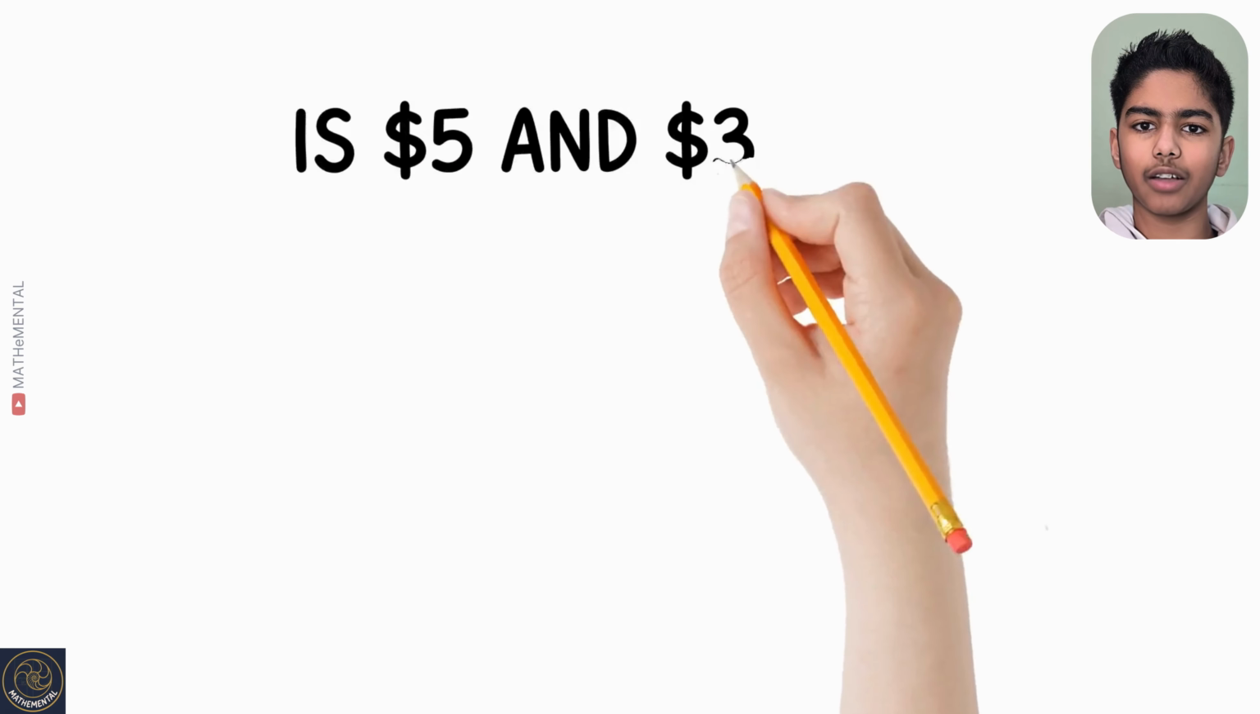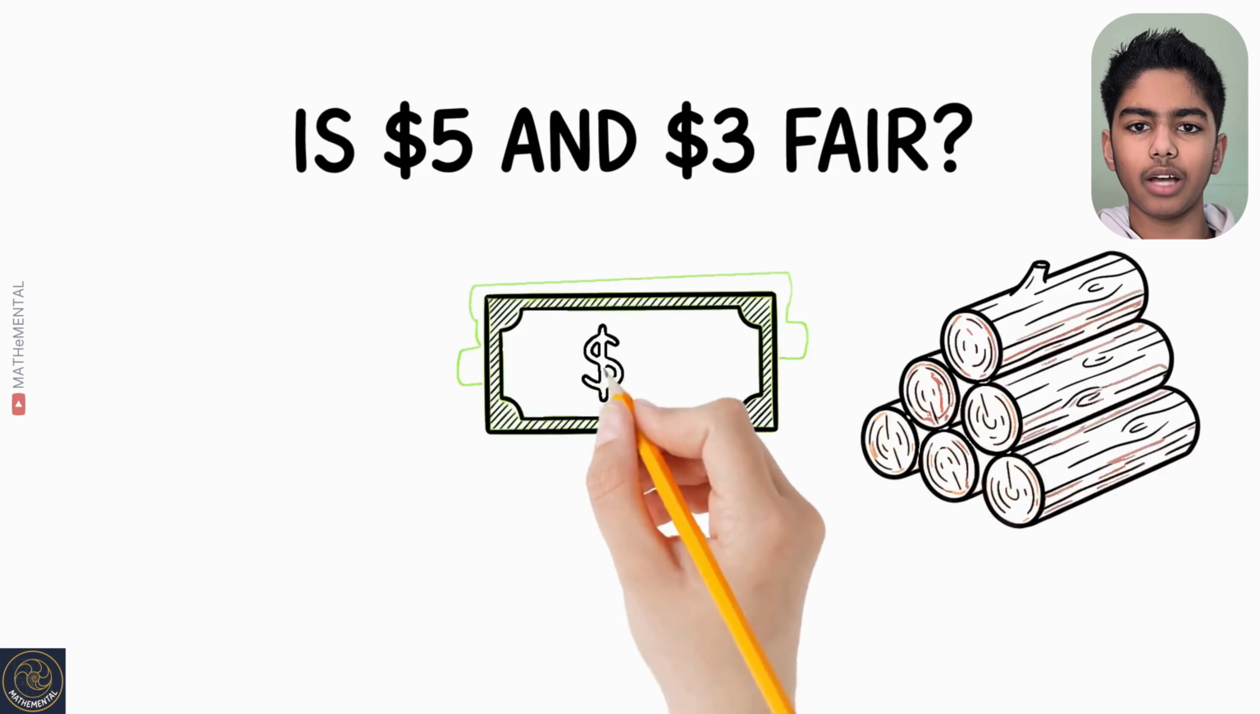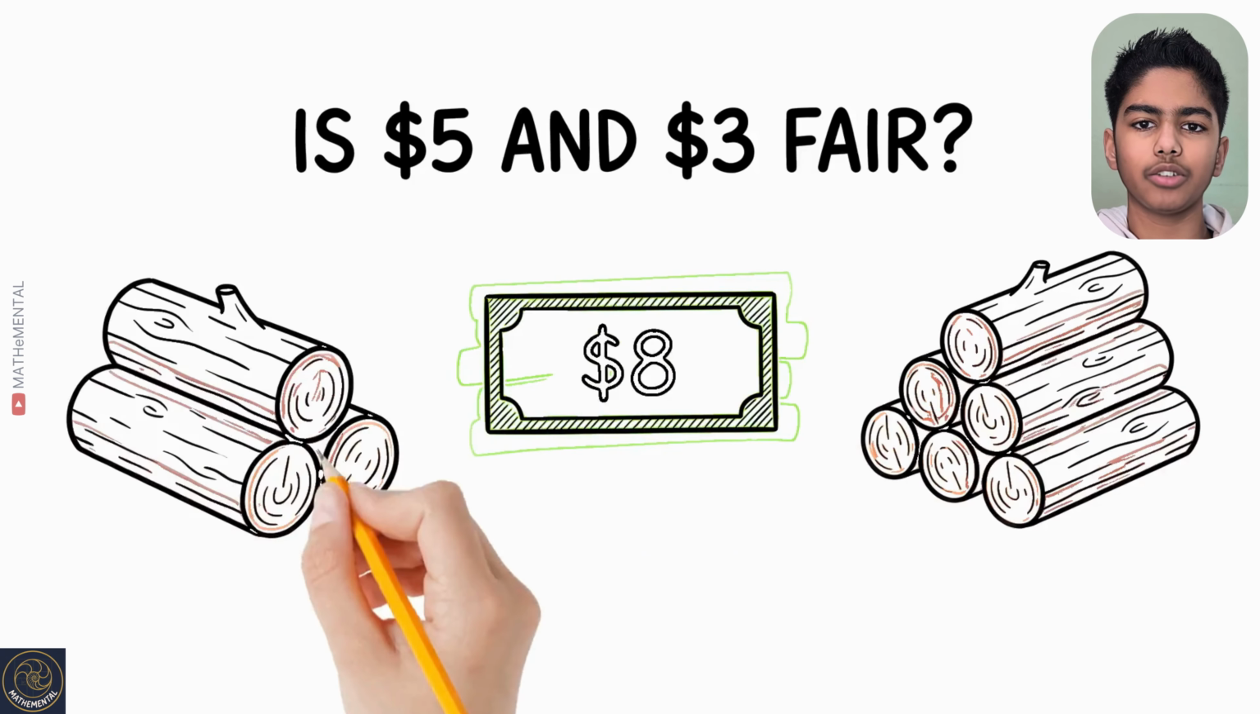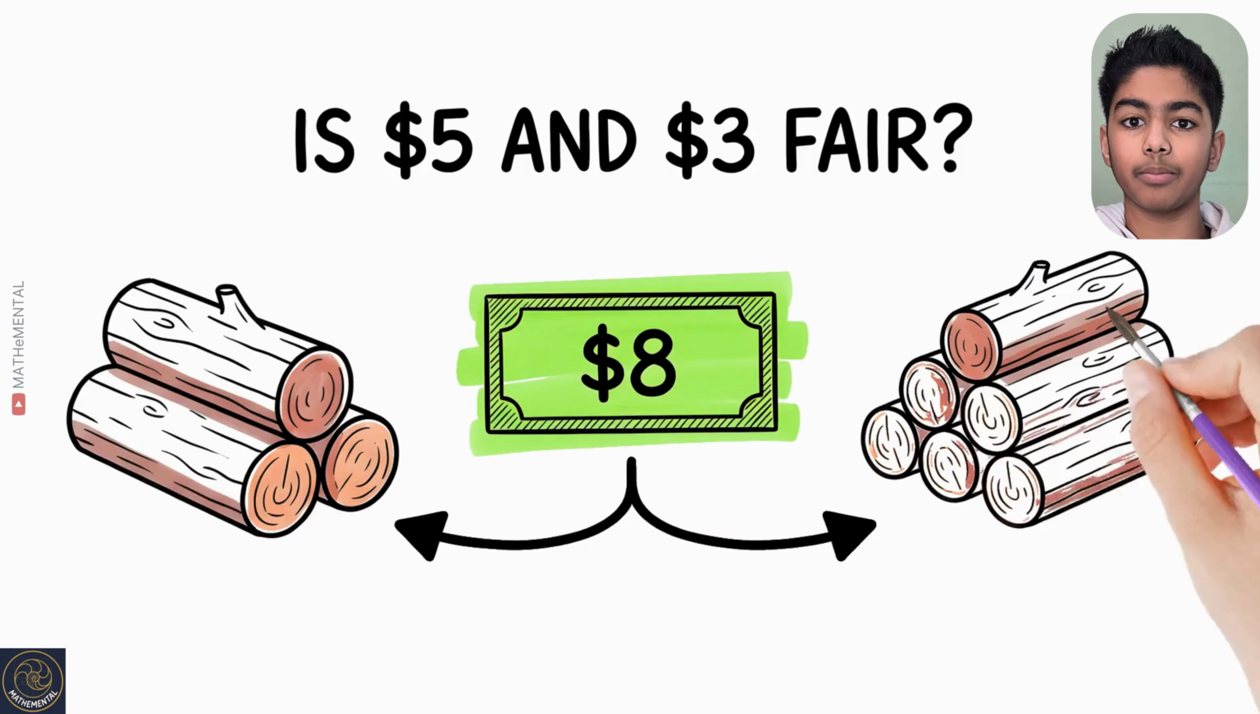A friend pays $8 to split a campfire's cost. Dividing this cash feels incredibly obvious, right? Wrong. The truly fair split is so wildly counterintuitive that it completely breaks human logic. Ready to test your brain?